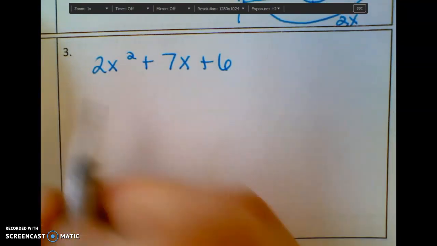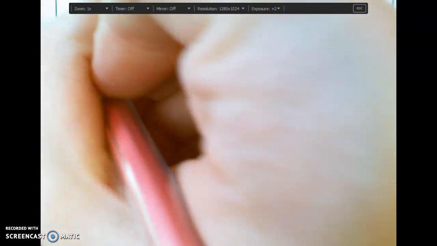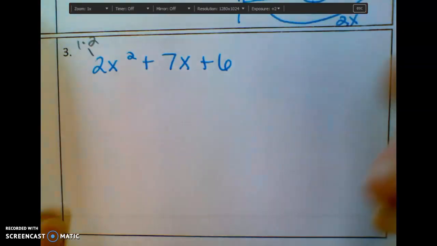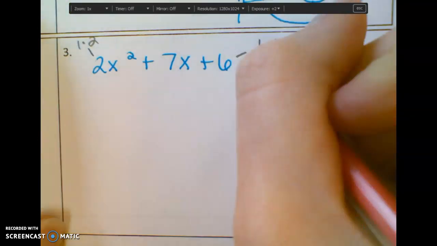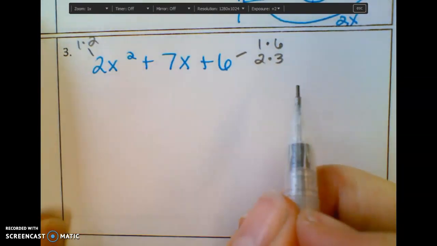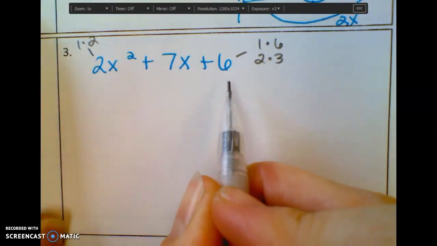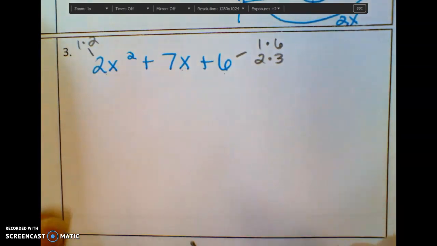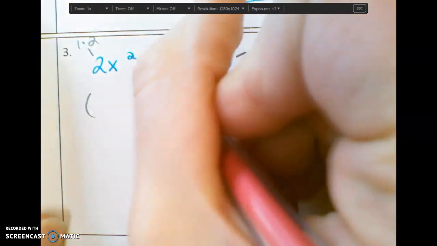All right, let's go over it together. 2, our factors are 1 and 2. And 6, the factors are 1 and 6, and 2 and 3. And of course, I assumed that you went ahead and checked for a GCF and said, no, there's nothing that can come out of all of those. So now we're just going to start trying things.